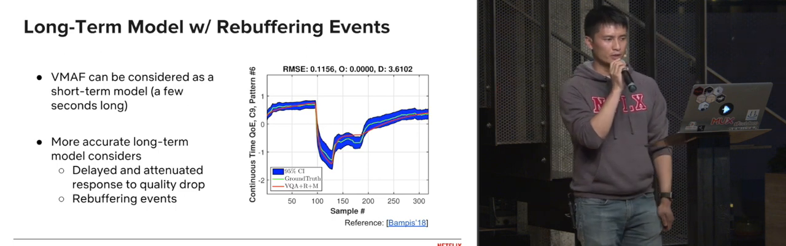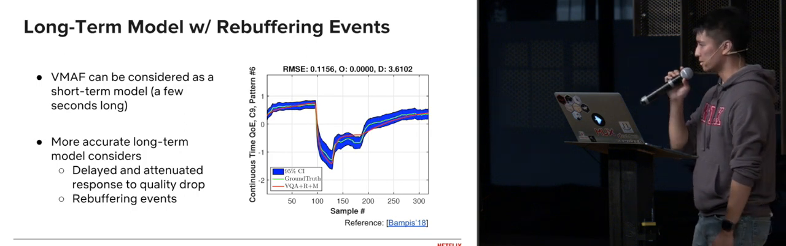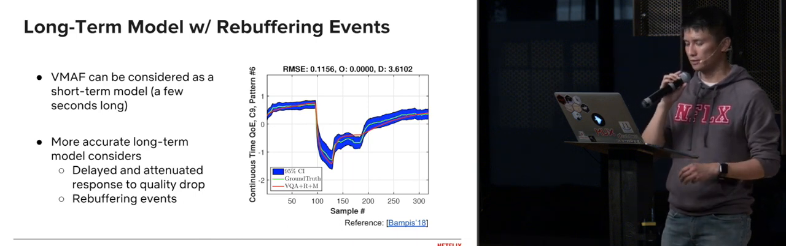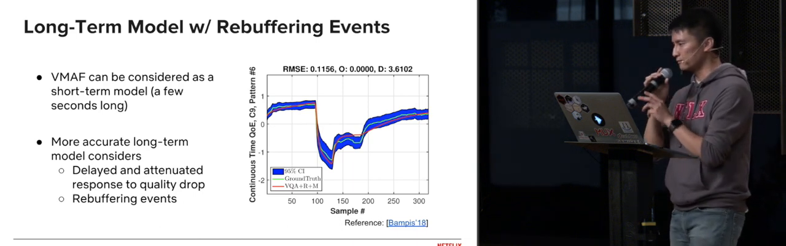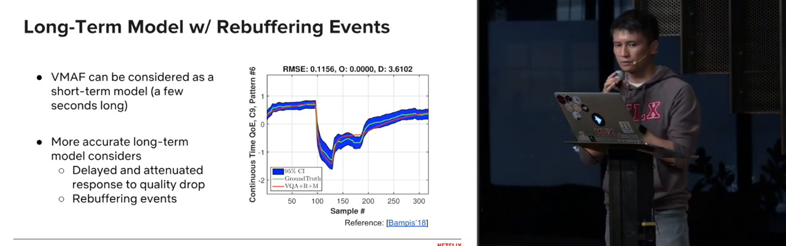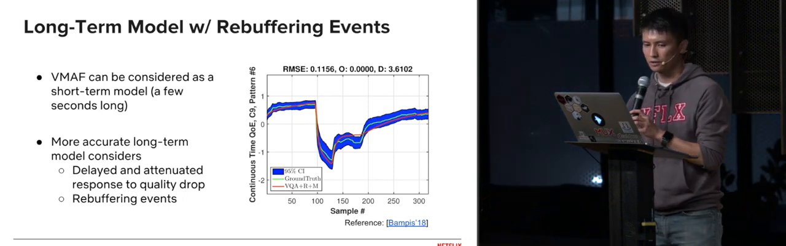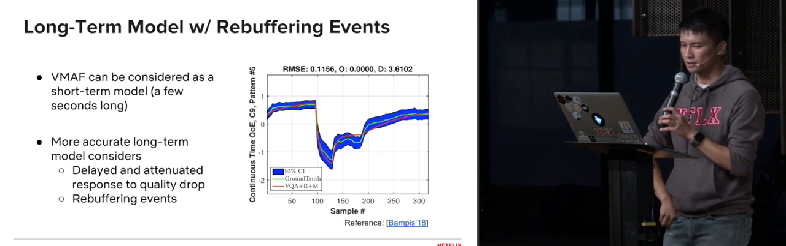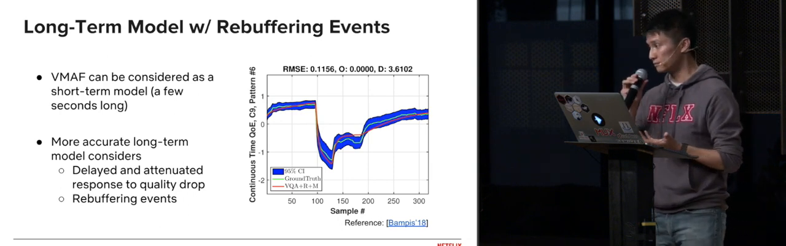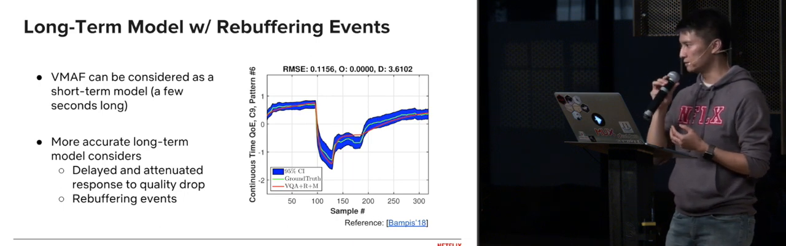Lastly, I want to mention one line of work that we do, which is to consider extending the current VMAF model into more quality of experience type prediction. If you think about VMAF, it's really a short-term model because it's most accurate for short videos a few seconds long. For much longer sequences, other effects start to kick in, including, for example, a delayed and attenuated response for the frequency drop. We did this study, and this is one of the observations.